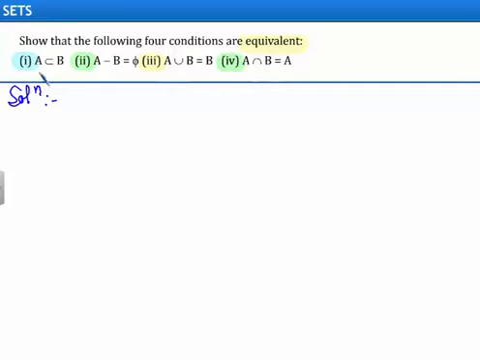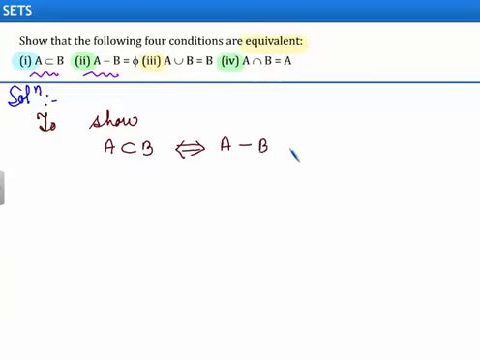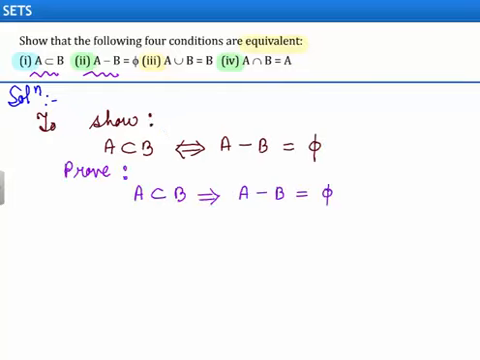So let us first consider 1 and 2. So let us show A is a subset of B implies and is implied by A minus B is equal to the empty set denoted by phi. So first let us prove that A is a subset of B implies A minus B is equal to the empty set.